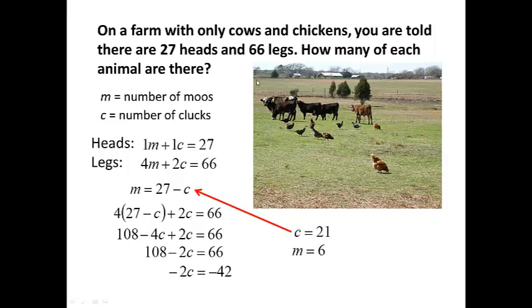So always write your answer in context. This is really important for people doing math and not just playing around with math. If you're serious about math, as most of you are because you're taking pre-calculus, write the answer in context. You have 6 cows and 21 chickens. All right, make sure you do the Google form, and I will see you tomorrow.